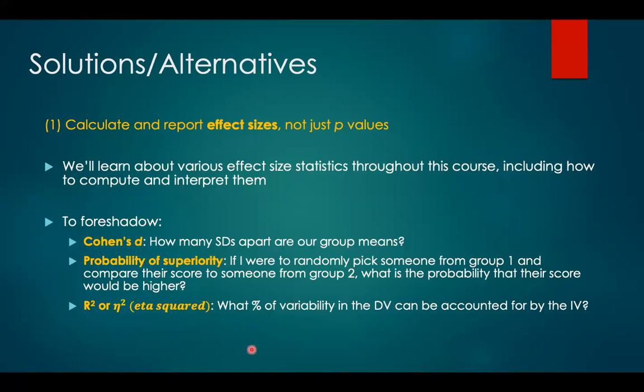And the final type of effect size estimate we'll talk about are the R-squared or eta-squared type of effect size, which communicate what percentage of variability in the dependent variable can be accounted for by variability in the independent variable. So in other words, what percentage of variation in academic performance can be accounted for by variation in drinking coffee?